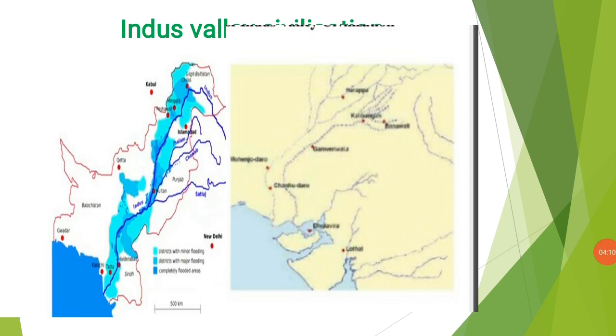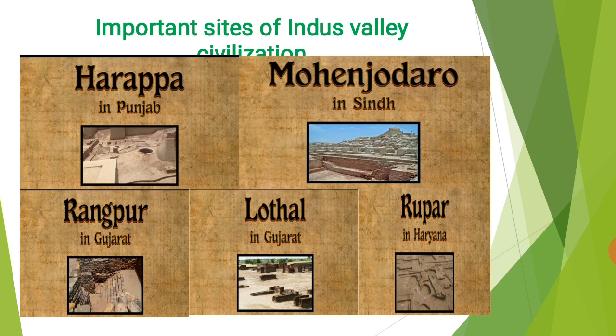Here in this map you can see the river Indus, and on the right side you can also see a few important sites which belong to the Indus Valley civilization. They are Harappa, Mohenjo-Daro, Dholavira, Lothal, Kalibangan, etc. Once again, let us see where these places are. Harappa is in Punjab, present Pakistan. Mohenjo-Daro is in the Sindh region, which is also in present Pakistan.